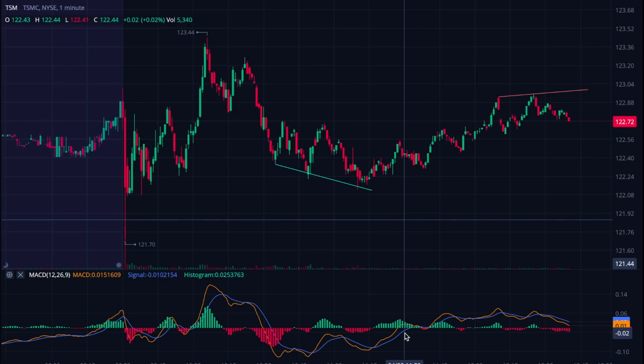Hey everyone, Dan here. Today I wanted to take a look at the MACD indicator and sort of explain how it works and how it might help you in your trading strategies.